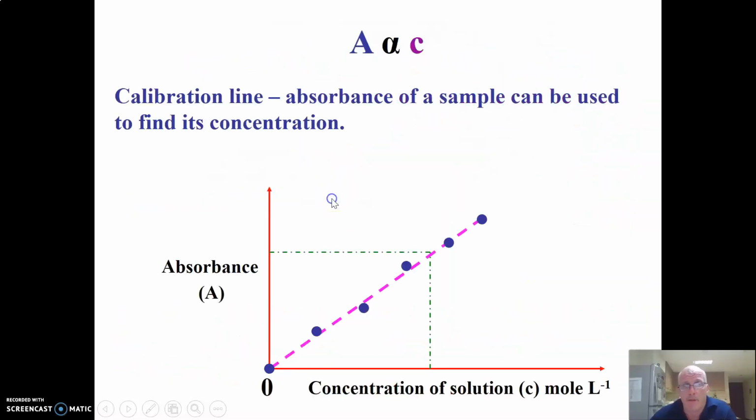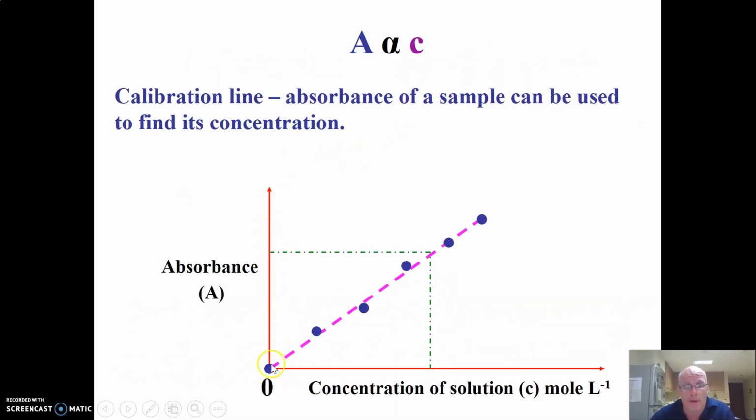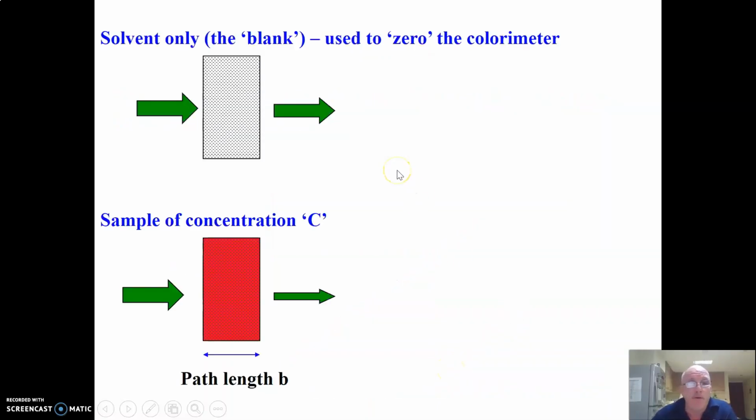And absorbance is proportional to concentration for a given path length and a given wavelength, and therefore we're going to get a straight line graph going through zero. Okay, and this is a calibration curve. So if you had a solution of unknown concentration, you could pop it into the colorimeter, measure the absorbance, and read off the concentration. That's what it's for.